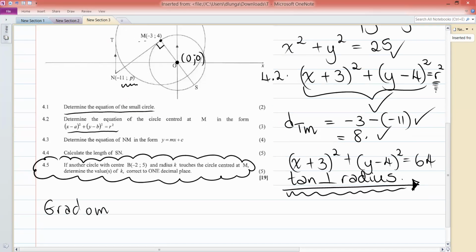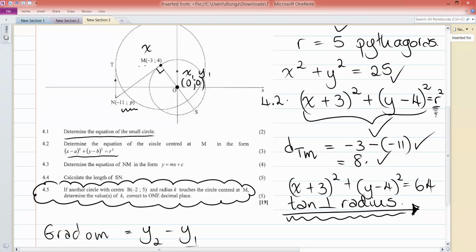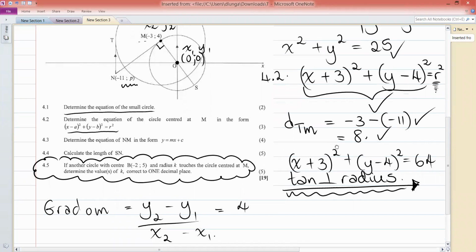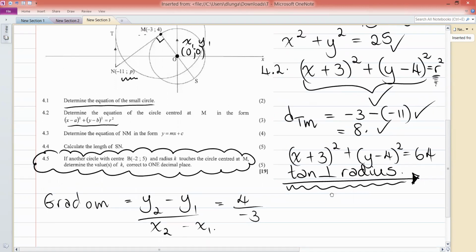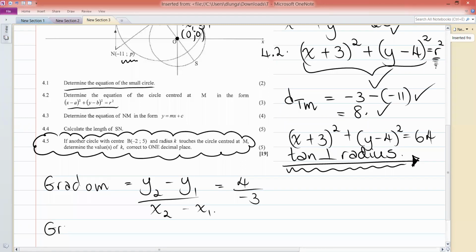So let us plug it into our formula. y2 minus y1 over x2 minus x1. So this would be your x1, y1, and x2, y2. Let's plug it in. So 4 minus 0 divided by -3 minus 0. So your gradient of OM is -4/3, like that. So what would your gradient of NM be? The gradient of NM, 3/4. Perfect, because it is the negative reciprocal.